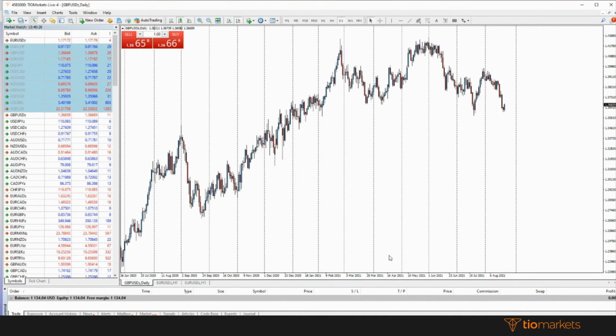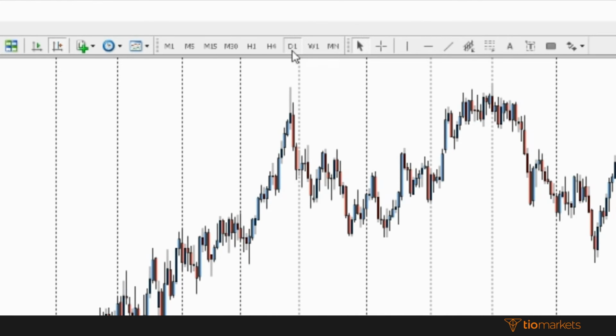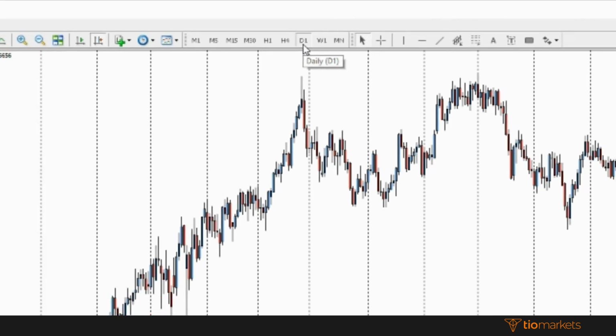Here I am on the MT4 trading platform, and I'm going to show you how the money and risk management component of the trading strategy ties in with the method. I will use the GBP USD for this example, and I'm on the daily time frame. I'm going to use the daily time frame for my trend analysis.